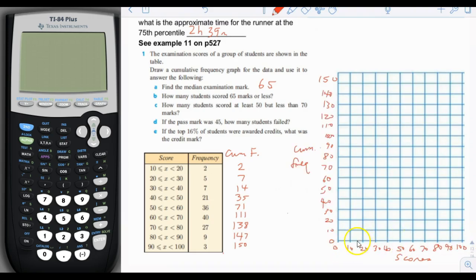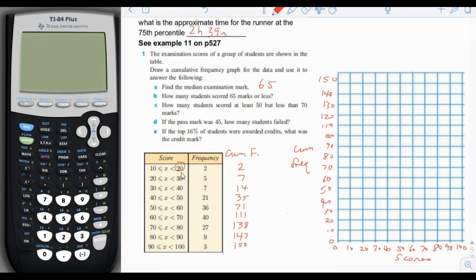Now that I've labeled the scores axis and the cumulative frequency axis, now I'm going to start plotting some of these points. How do I plot these points? Well, I'm going to plot this column with this column. But again, how do you know if you plot it with x equals 10, x equals 20, x equals 15? What do you use? Well, in this case, we're going to use the right value here, 20. Okay?